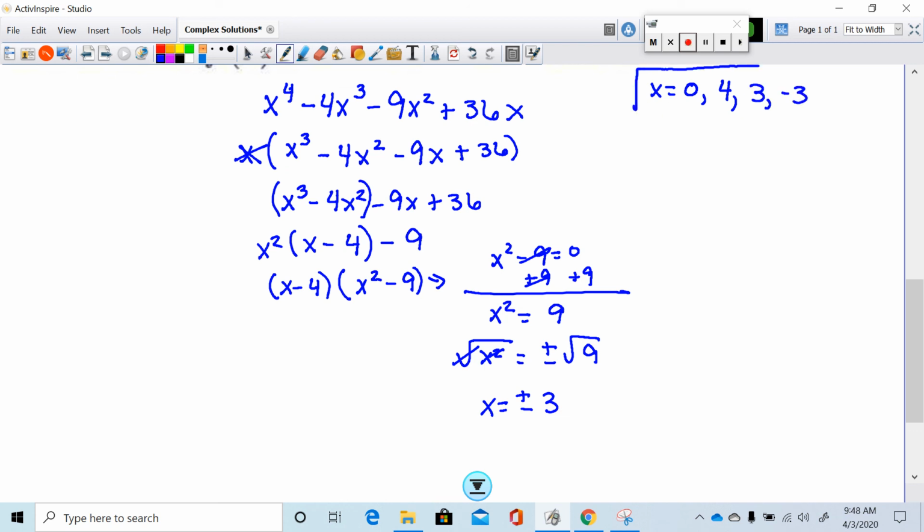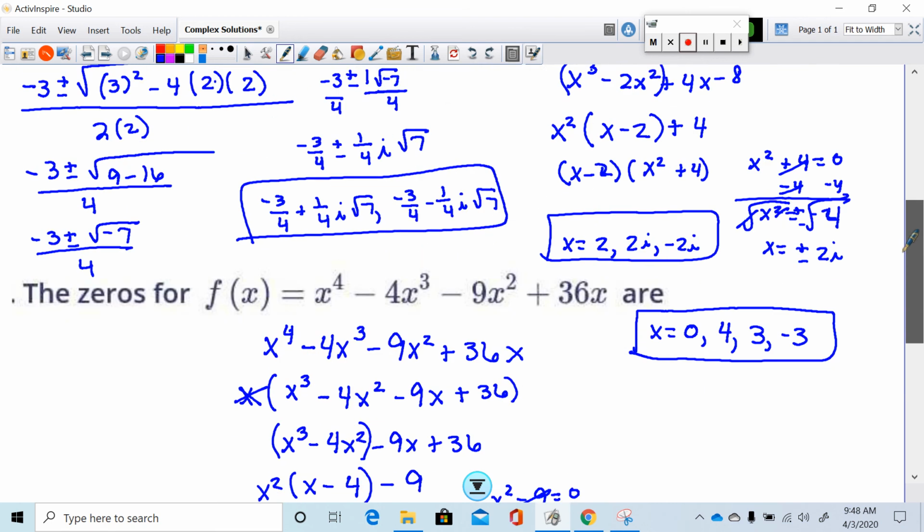So that is my 4 zeros, 4 solutions, 4 roots to that equation that I had previously.